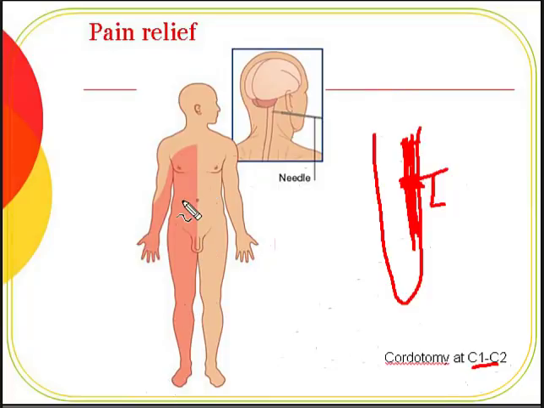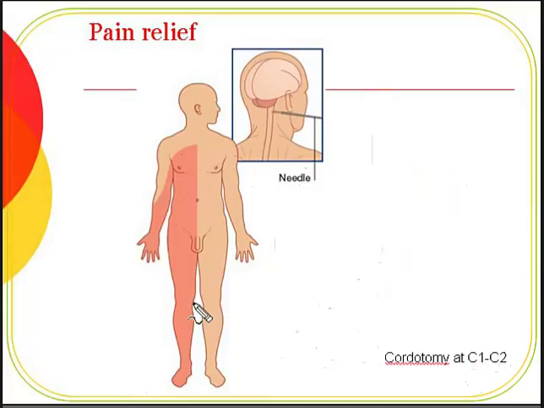Now here in this image, this is slightly wrong, because you can see that this is really the right side, and they're showing you that the right side has loss of pain and temperature. It's probably because the head is turned awkwardly or something. So remember, you're destroying the left side of the body in order to get loss of pain, temperature, and touch on the right side of the body.